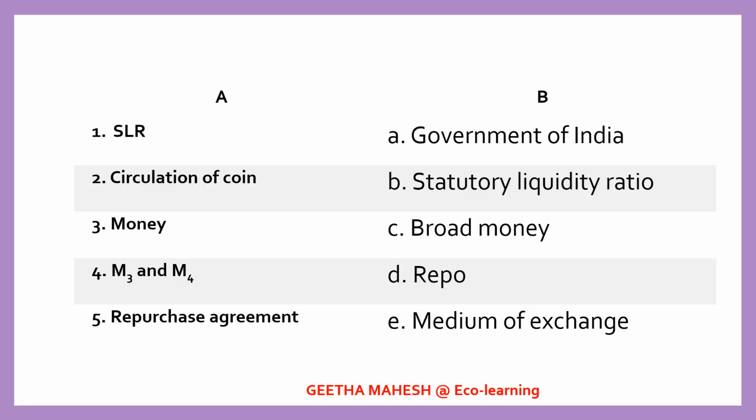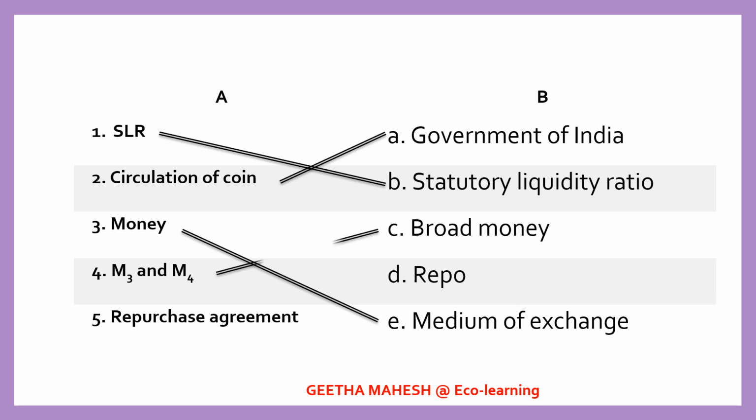It is the expansion for SLR. It is statutory liquidity ratio. Circulation of coins by Government of India. Money, the main function of money is medium of exchange. M3, M4 is a good example for broad money. Repurchase agreement we call repo.